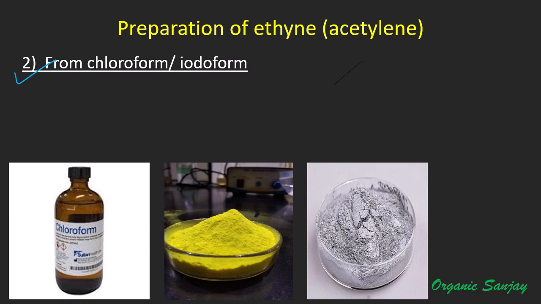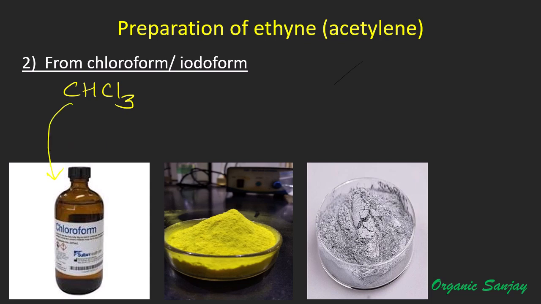Now moving on to the next slide, the next method, that is from chloroform or iodoform. We can prepare ethyne gas either from chloroform or from iodoform. What is chloroform? The formula of chloroform is CHCl3. Let me change the color of this ink. CHCl3, and the formula of iodoform is CHI3. So here, this is the picture of chloroform.